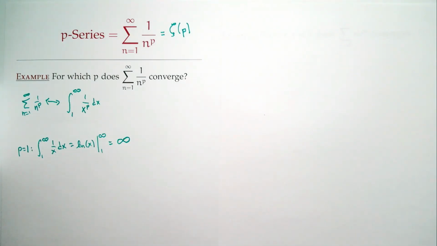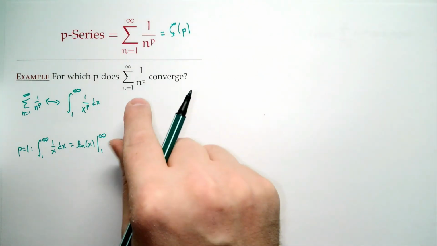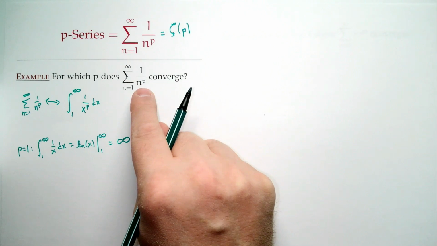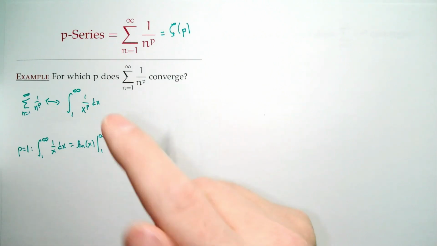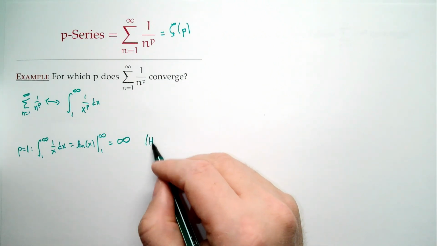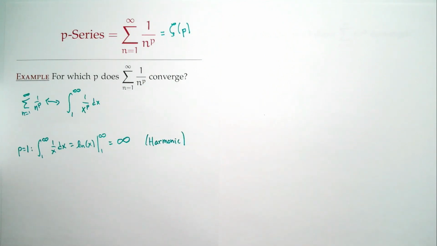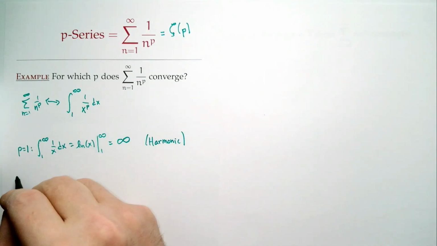Well, that doesn't surprise us, right? Because remember, what happens when p equals 1? That's the sum of 1 over n. That's the harmonic sum. And we already know that it's going to diverge when p equals 1. Okay, so that agrees with what we've seen before. All right, well, what if p is not 1?